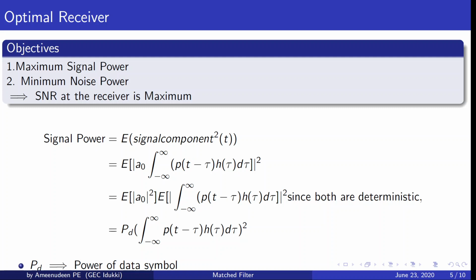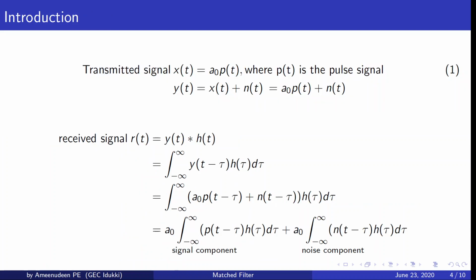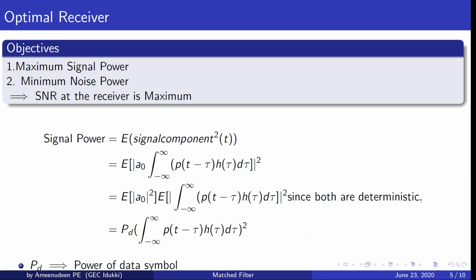Now we will see each of the terms. Signal power. We have seen already the signal component, so it is A0 integral P of t minus tau h of tau d tau. So signal power is actually the expected value of the signal component squared of t. So you can write it like this. This P of t, h of t, everything is deterministic, so there is no meaning in taking expectation.